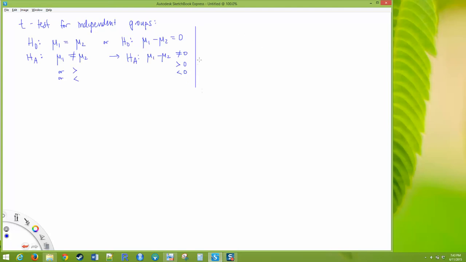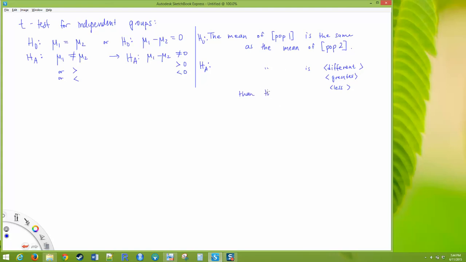So symbolically and textually, we could write the mean of population 1 is the same as the mean of population 2, okay? And the alternative is that it's different, is greater or is less than the mean of population 2. I'll write it over here.